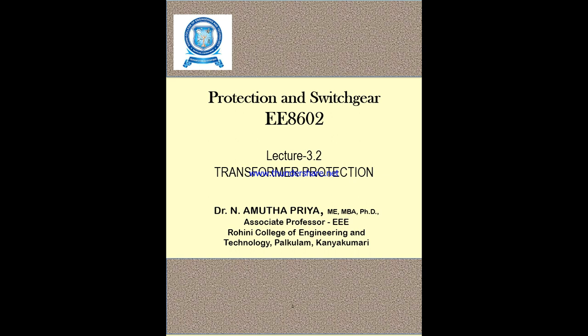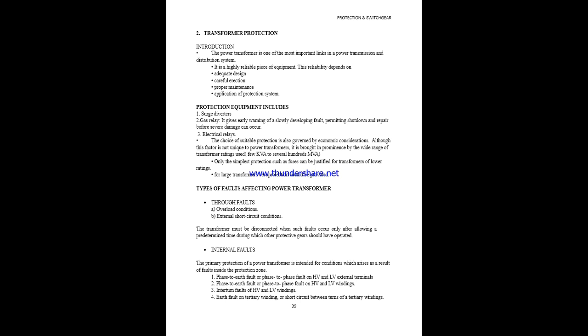We are discussing the subject protection and switchgear. Let us now discuss transformer protection. Earlier we have seen apparatus protection, and the transformer is a vital part of the power system because the voltage value completely depends upon the transformer operation. The power transformer is one of the most important links in the power transmission lines, I mean the distribution system.